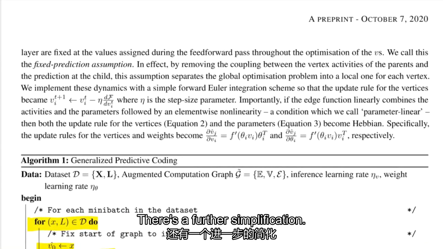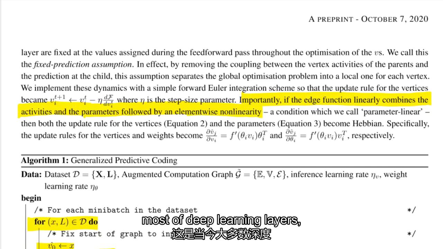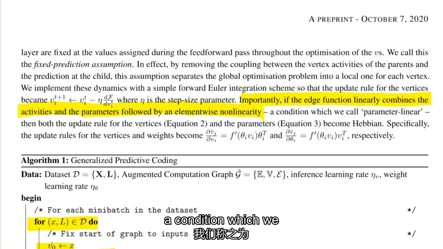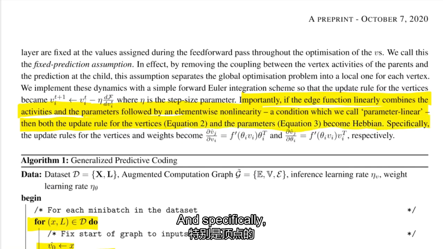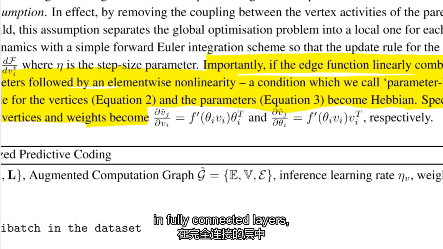There's a further simplification. They say, importantly, if the edge function linearly combines the activities and the parameters followed by an element-wise nonlinearity, which is most of deep learning layers nowadays, a condition which we call parameter linear, then both the update rule for the vertices and the parameters become Hebbian. Specifically, the update rules for the vertices and the weights become. So here is, if you have a linear operation followed by a nonlinearity, which is the fact in RNNs, in CNNs, in fully connected layers, then these are the update rules.